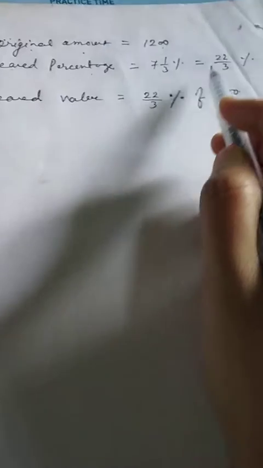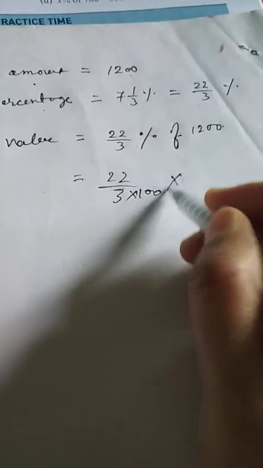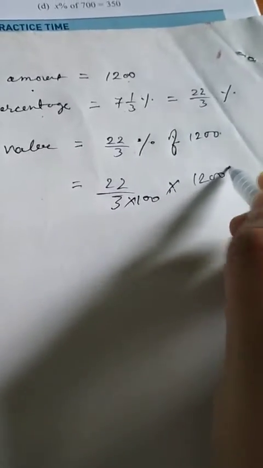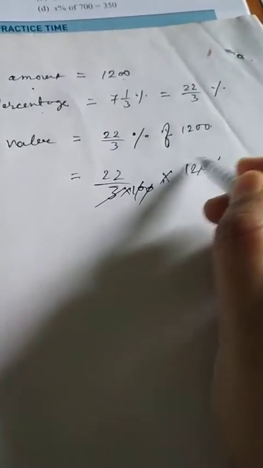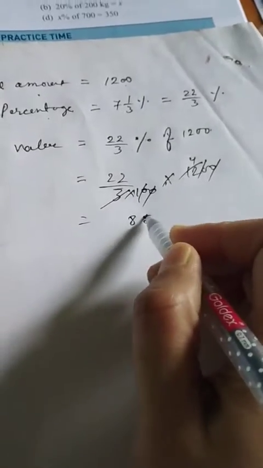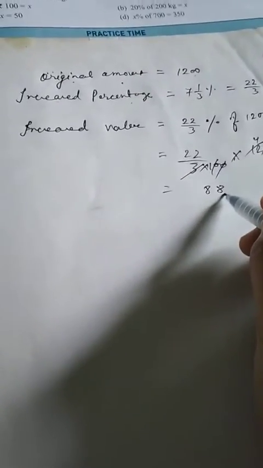So you have to first find the increased value. The increased value will be 22/3 percent of 1200. Just calculate it: 22/3 times 1/100, and 'of' means multiply by 1200. Cancelling, 3 fours are 12, 4 twos are 8, and again 8. 88 is the increased value.